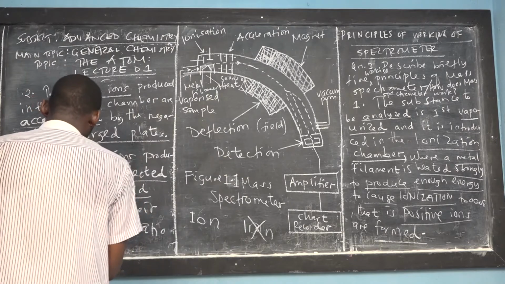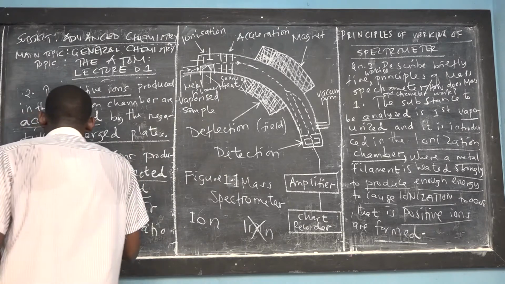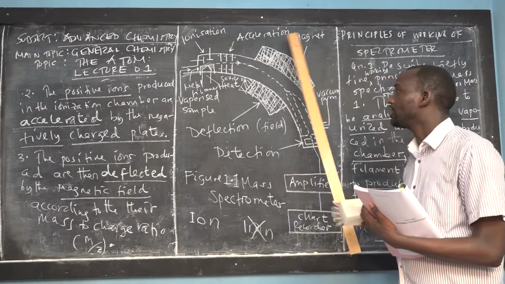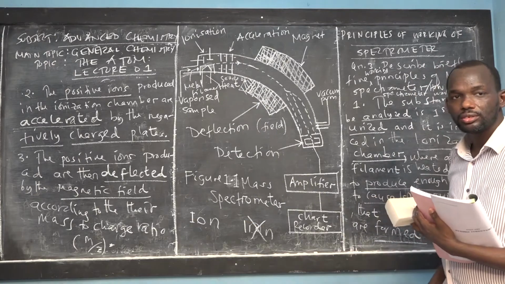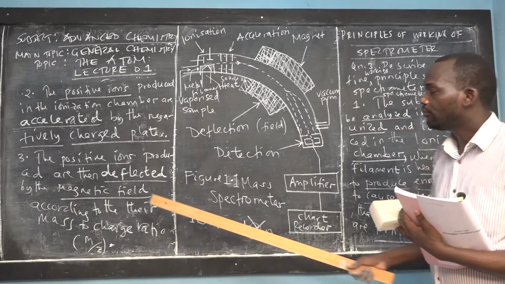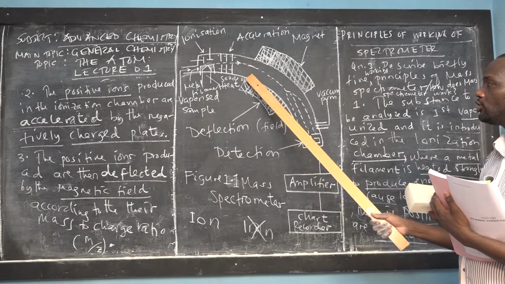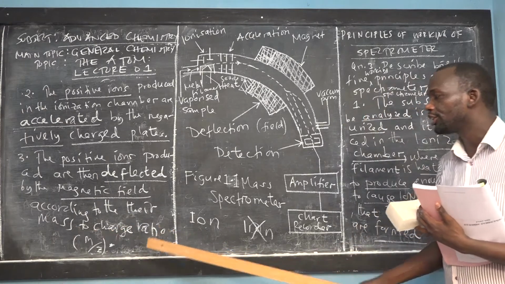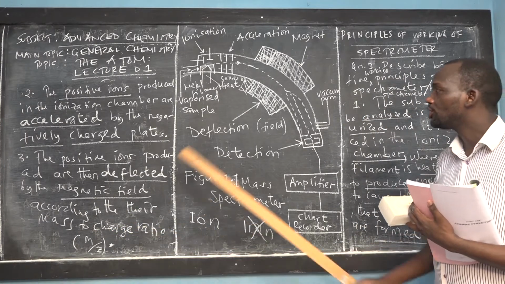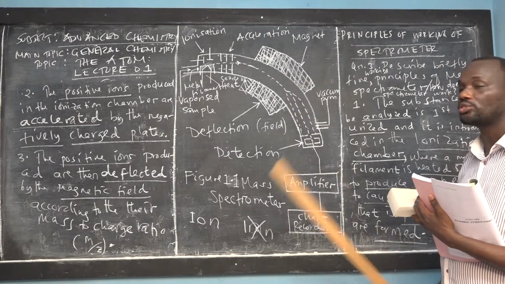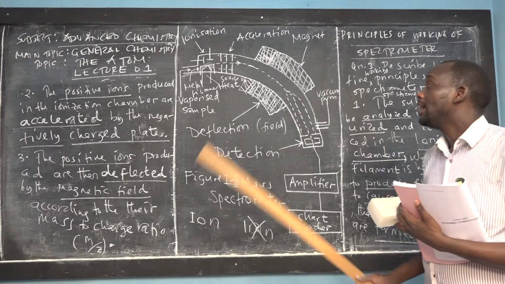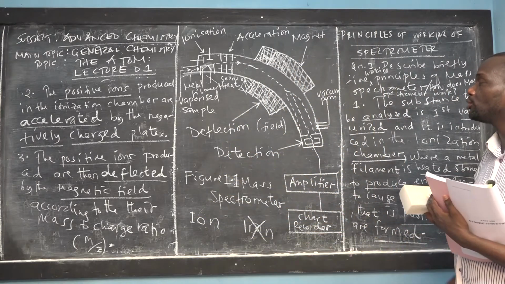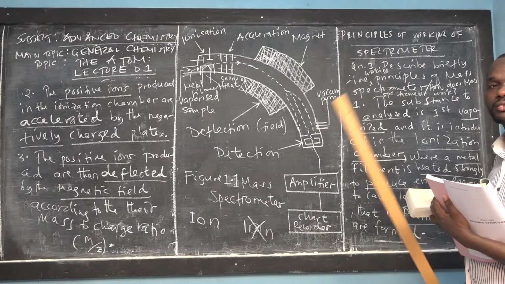Let me explain this principle. The positive ions from the acceleration chamber, where we have negative plates, are deflected by the magnetic field here, according to the mass to charge ratio. So listen, what happened? An isotope which will have a large mass, a large ratio of mass to charge ratio, will be less deflected.